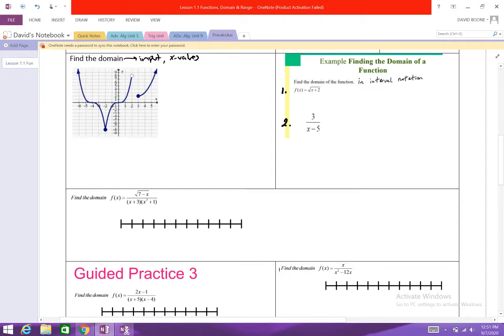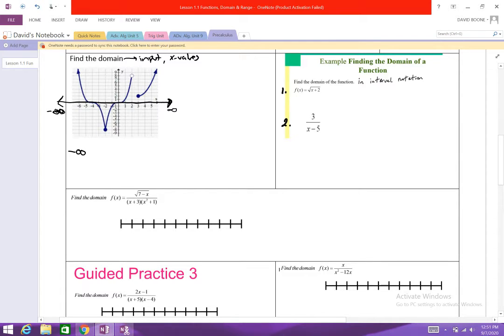So when I'm looking at domain, I'm looking at how a graph spans across the x-axis from negative infinity to positive infinity. When I'm looking at this graph right here, I always like to see how far left it goes as a starting point. If I look here, I see a little arrow on the end, which means it's going up, but it's also going to the left forever. So I know the furthest left it goes is negative infinity.